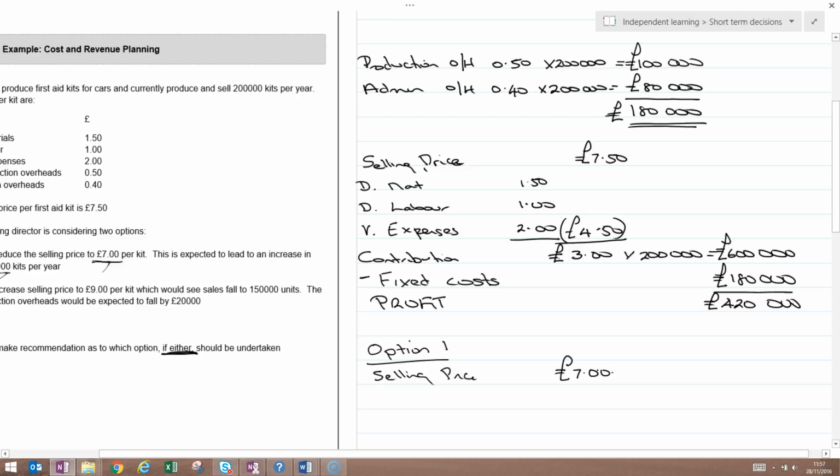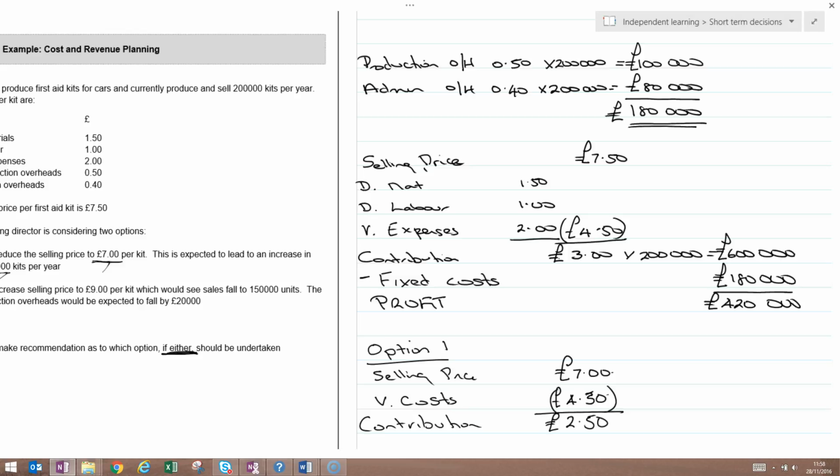Our variable costs are not changing, so we're still going to have a total of £4.50 in variable costs, which we need to deduct. Gives us a contribution of £2.50. So we can see the contribution has fallen. So that was our variable costs. But we're going to see an increase in the units sold. They're going to go up by 10,000.